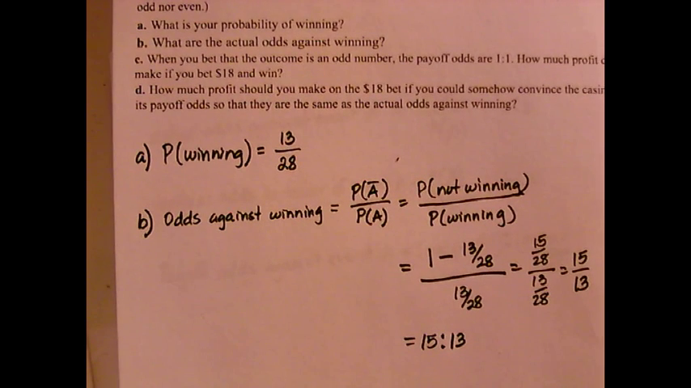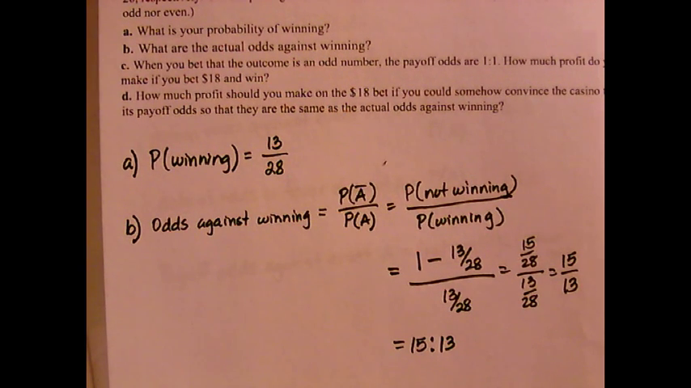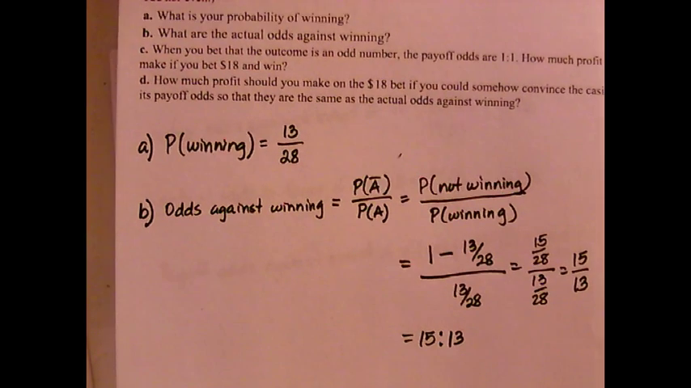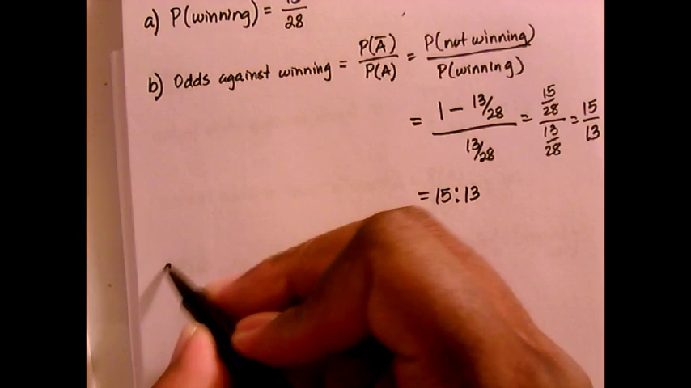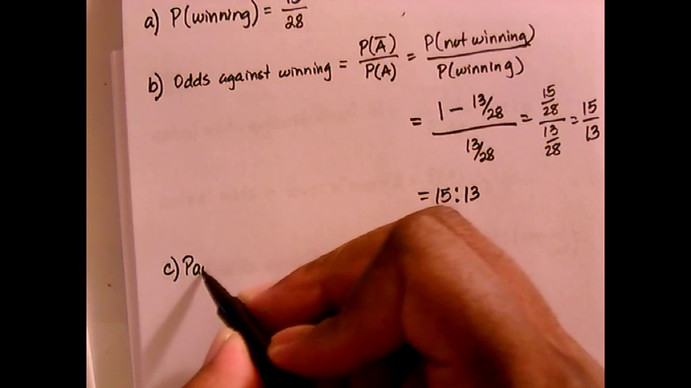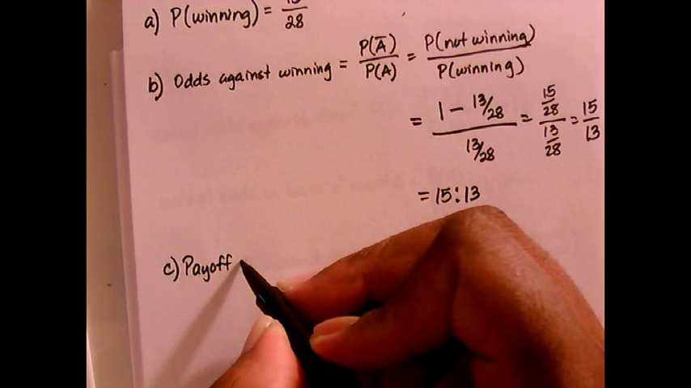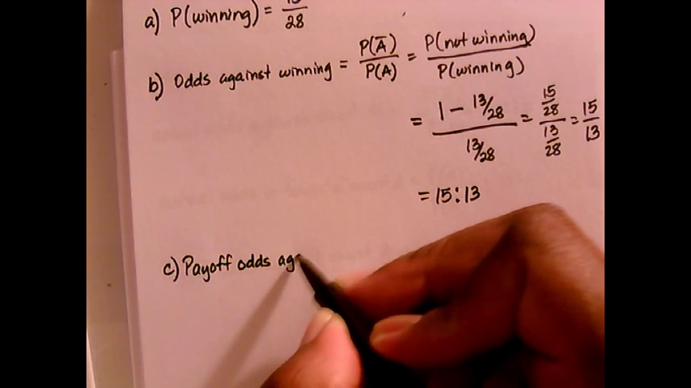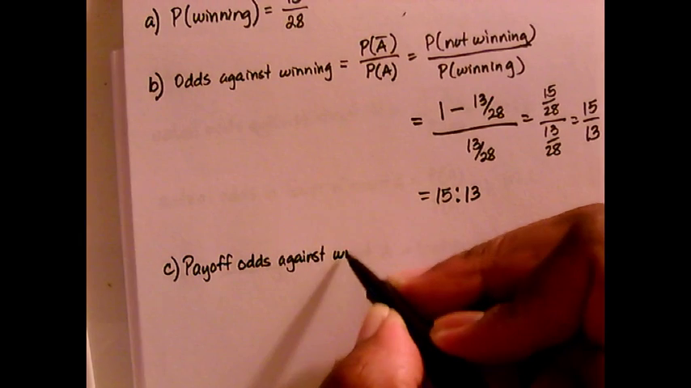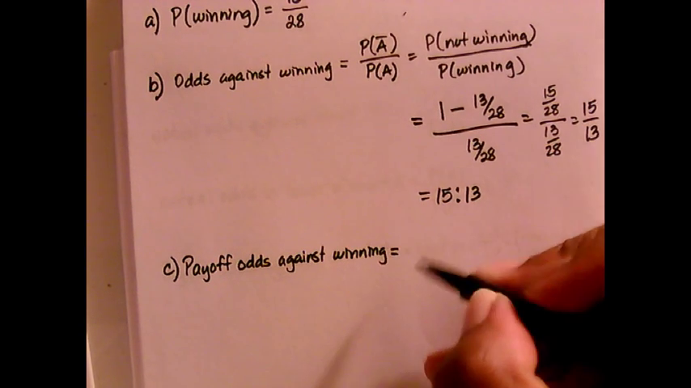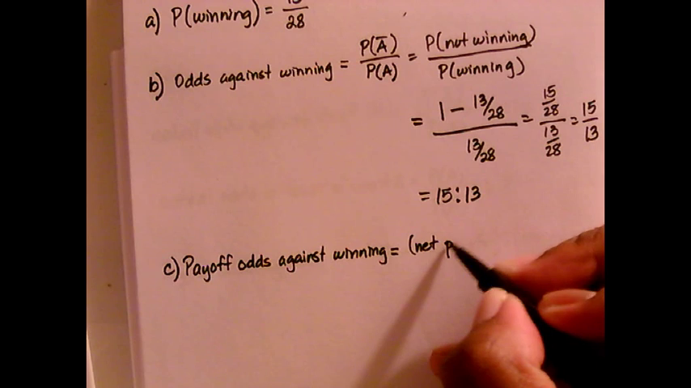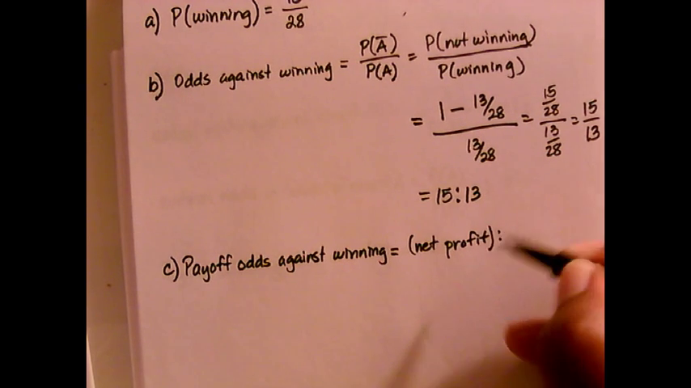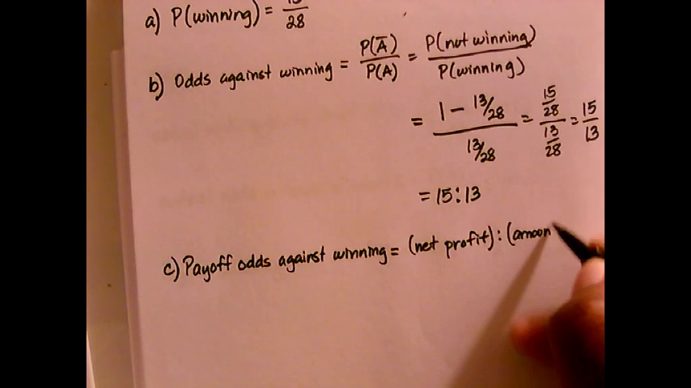Now part C is this: when you bet that the outcome is an odd number, the payoff odds are 1 to 1. How much profit do you make if you bet $18 and win? Okay, so in this case here, let me pull this up. In this case, you have the payoff odds against winning. That's the ratio of the net profit to the amount of the bet.